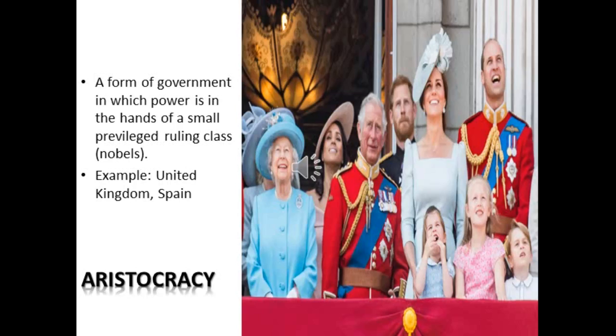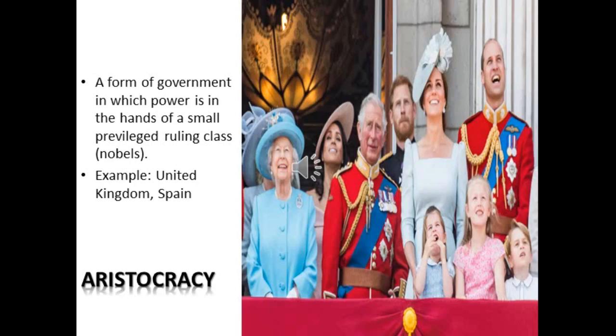The first form of government, aristocracy. Aristocracy is a form of government in which power is in the hands of a small privileged ruling class, that is the nobles. Examples of such a form of government are seen in the United Kingdom and Spain. That means persons with some special rights; the government was under the control of the nobles only.